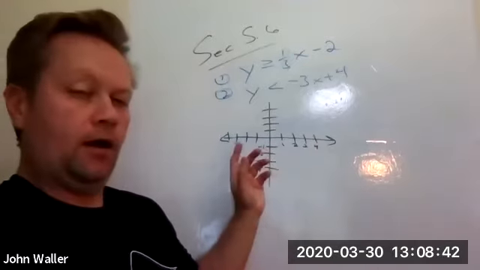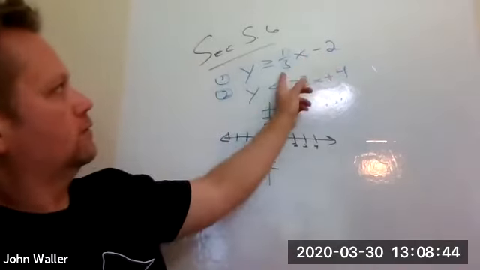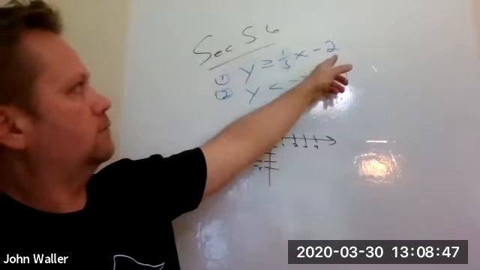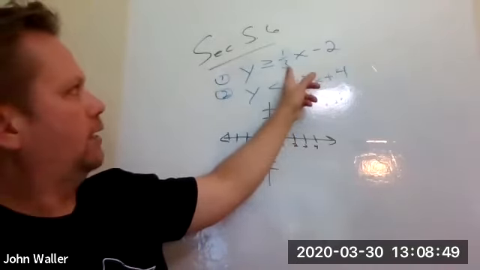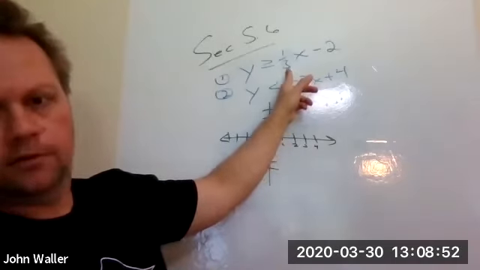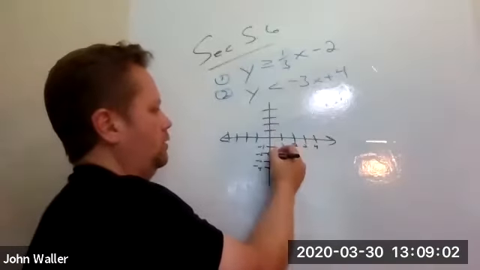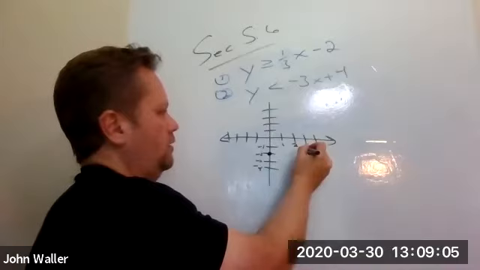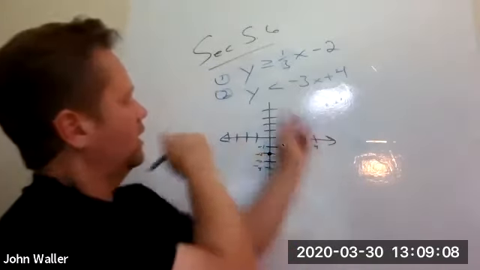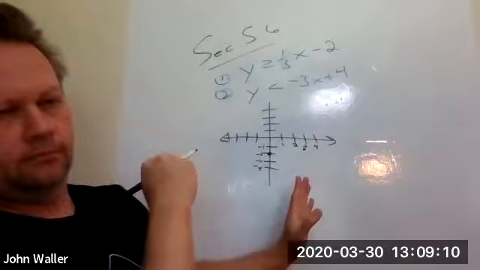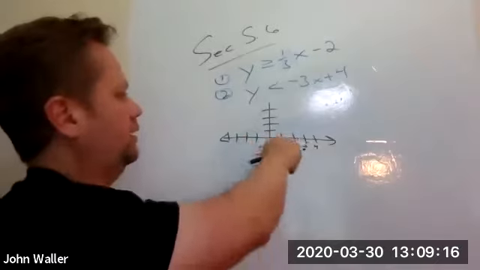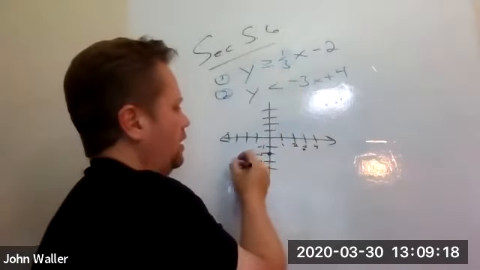All right. So what do we know from this first inequality? What are the line's properties? The slope of 1/3 and a y-intercept of -2, so (0, -2). Then I would go up 1/3, up 1/3, and so on. What kind of line is that going to be? Solid, because it's allowed to equal it, so I'm going to make a solid line.